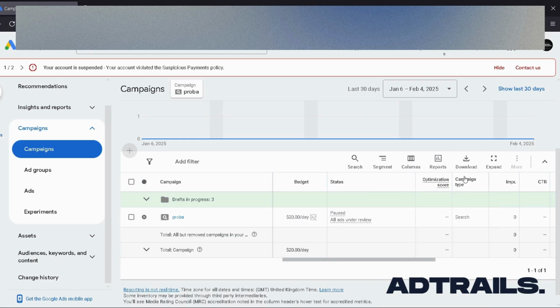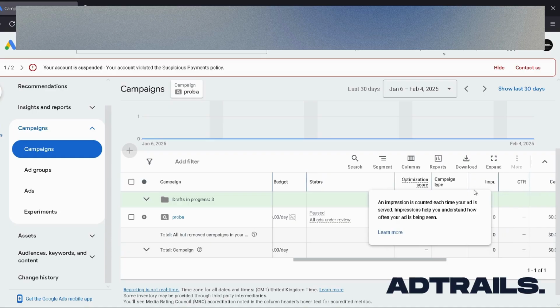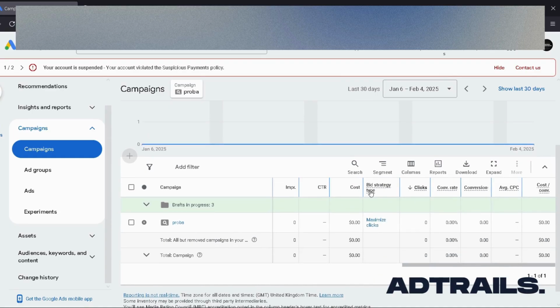Campaign type here defines the format of the campaign, such as search, display, video, shopping, or carousel ads, which determines how your ads are shown. When it comes to impressions, it's pretty much the same as for Facebook ads. Impressions are always the same everywhere: the number of times your ad was shown to users across Google's network, giving you an insight into its reach. So when you take a look at the impressions, you will know how many people you actually reach with your campaigns.